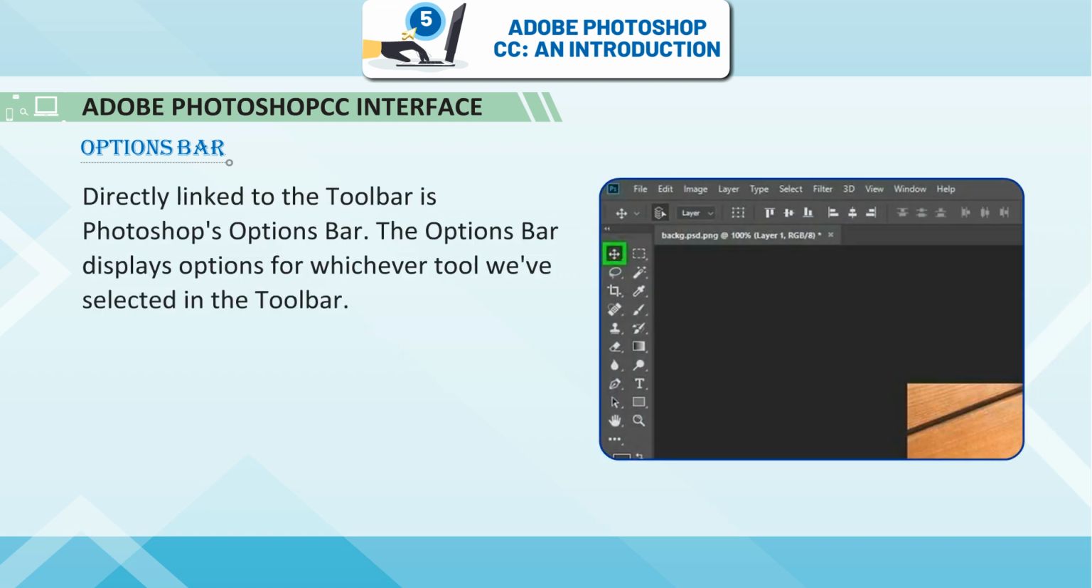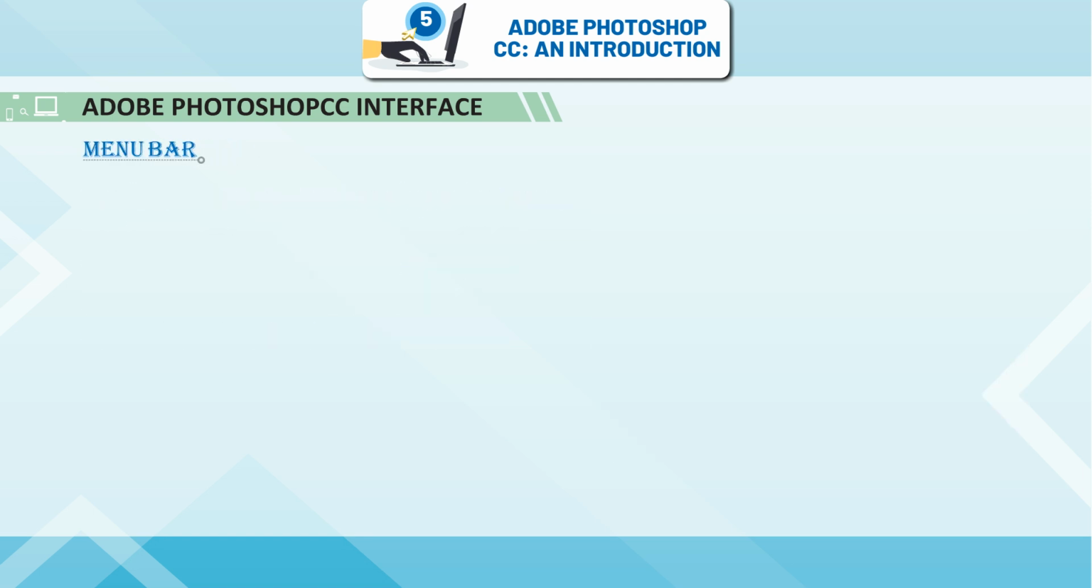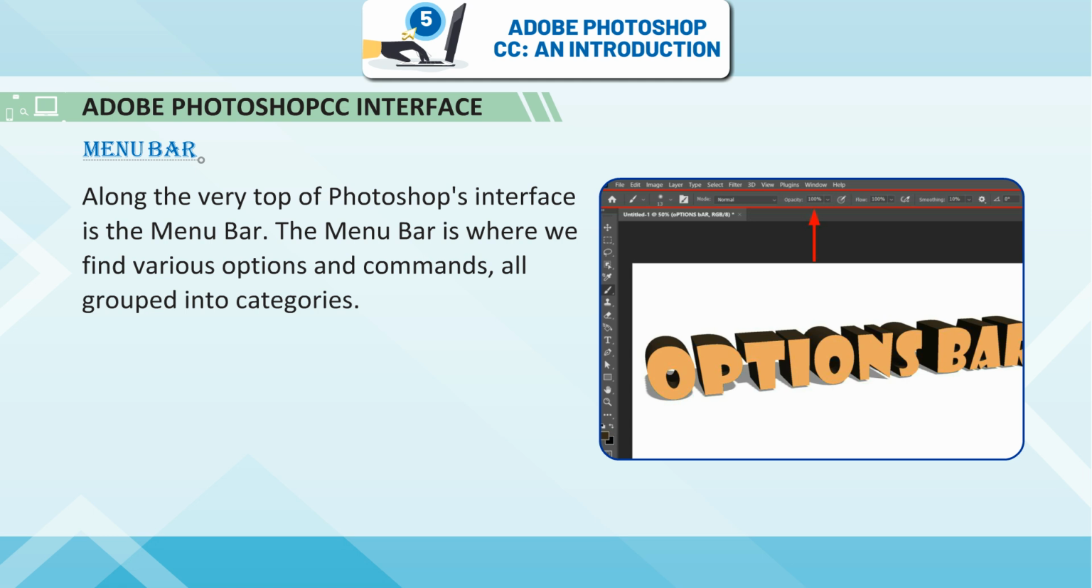Options bar. Directly linked to the toolbar is Photoshop's options bar. The options bar displays options for whichever tool we have selected in the toolbar. You will find the options bar along the top of the interface just above the document window. For example, while using the eraser tool, we can easily set the size of the eraser by using the options bar.